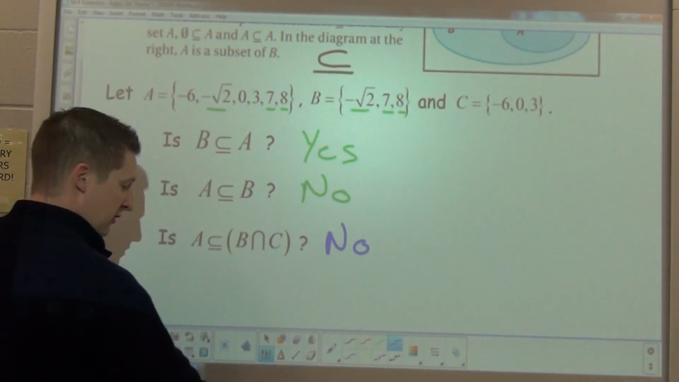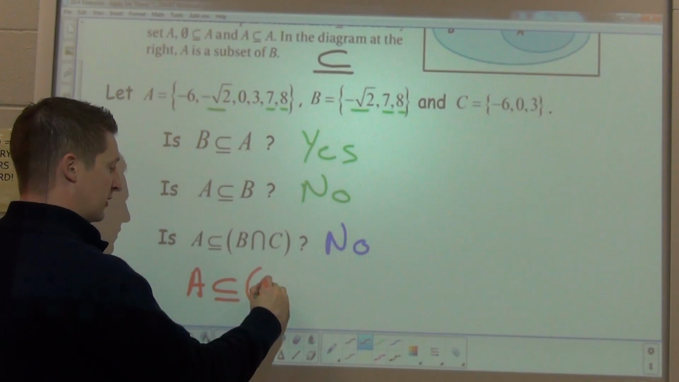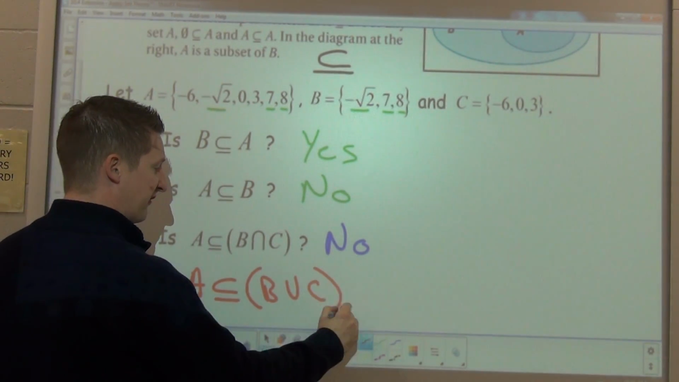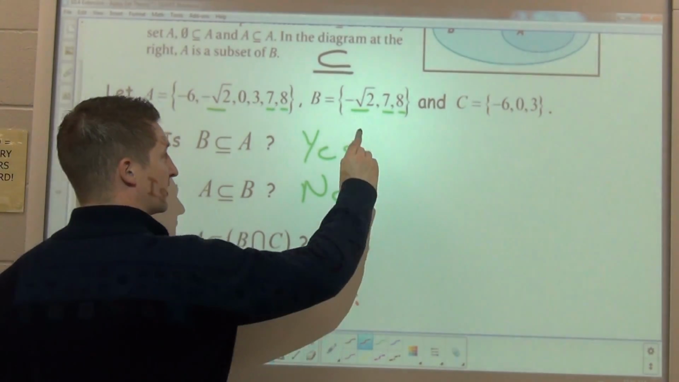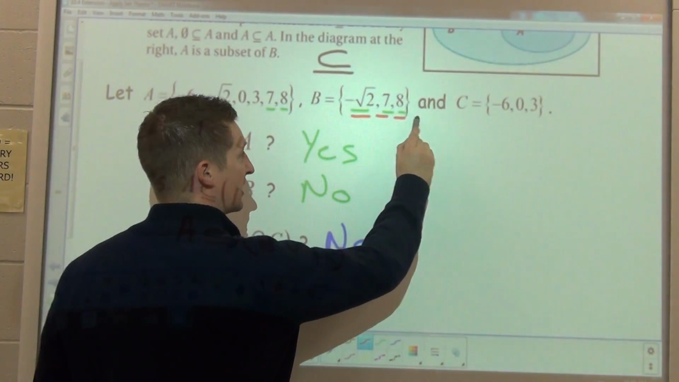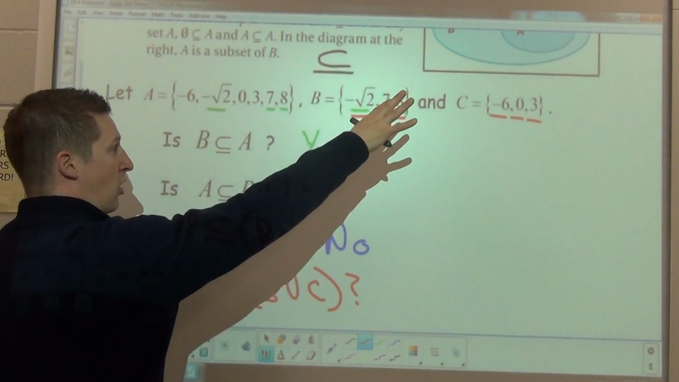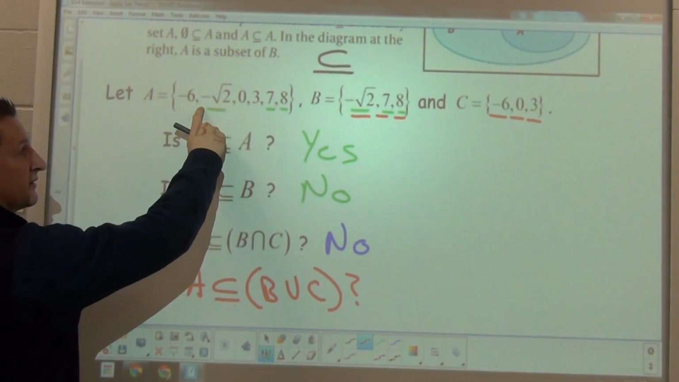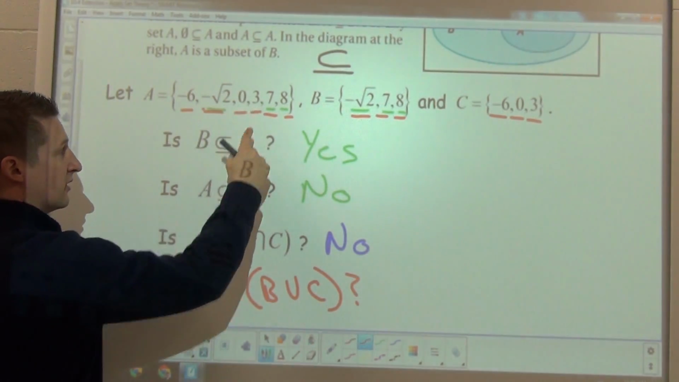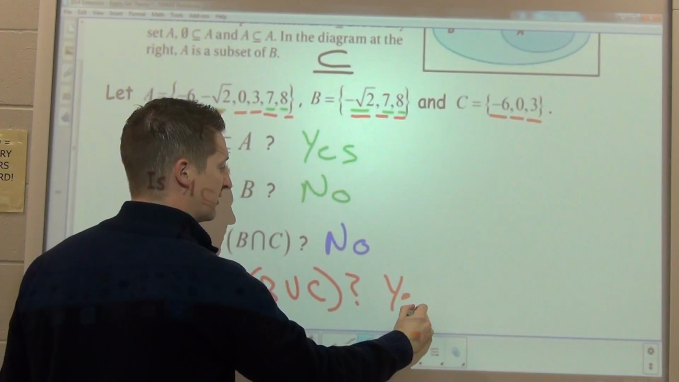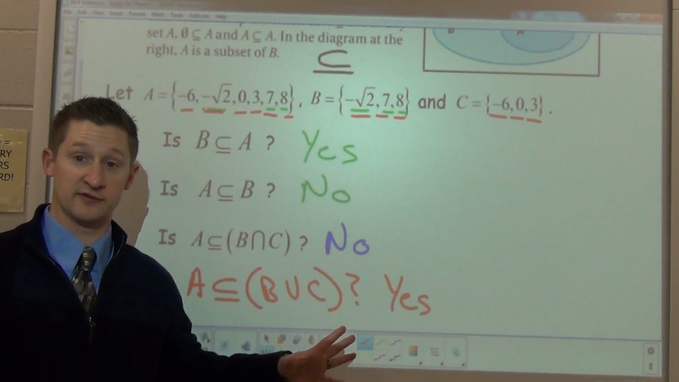A question I have for you would be this. What if we were to turn this around and ask, is A a subset of the union of B and C? Well, the union of B and C would be putting everything together. I'd have negative square root 2, 7, 8, negative 6, 0, and 3. Would that include all of the elements from set A? Let's see, negative square root 2, 7, 8, negative 6, 0, 3. Oh, yes, it would. So just that little difference in notation makes a big difference in our answer.